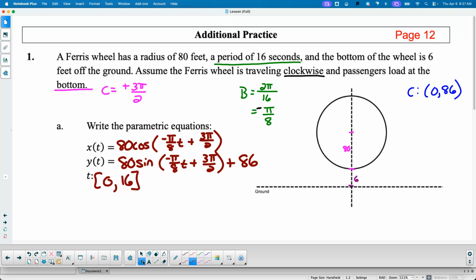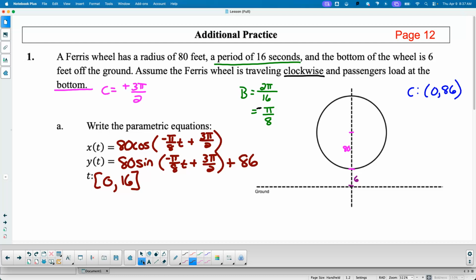Values. Okay, because we're loading at the bottom, right? So I could go plus 3 pi over 2, or I could go minus pi over 2. Same thing for the bottom. Agree with me on my parametric function?